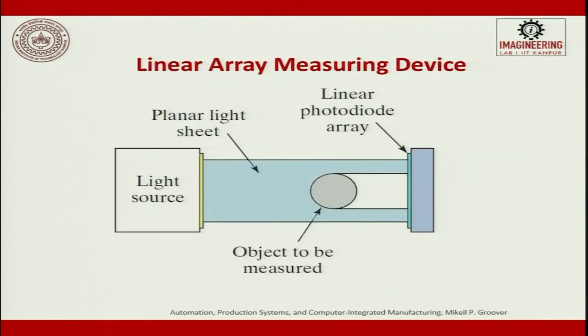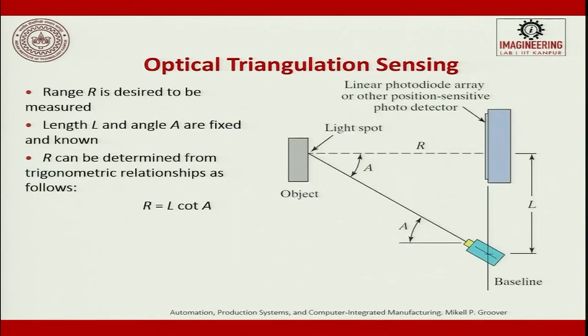The next one is a linear array measuring device. You have a light source with a linear arrangement, and the light passes parallel through a plane. So, you have a linear photodiode. The light source falls, again on off, ones and zeros in the photodiode. The object is kept in between. This is a planar light sheet which falls on the object and the image is taken. Here the object can rotate, or you can get all the data in one shot.